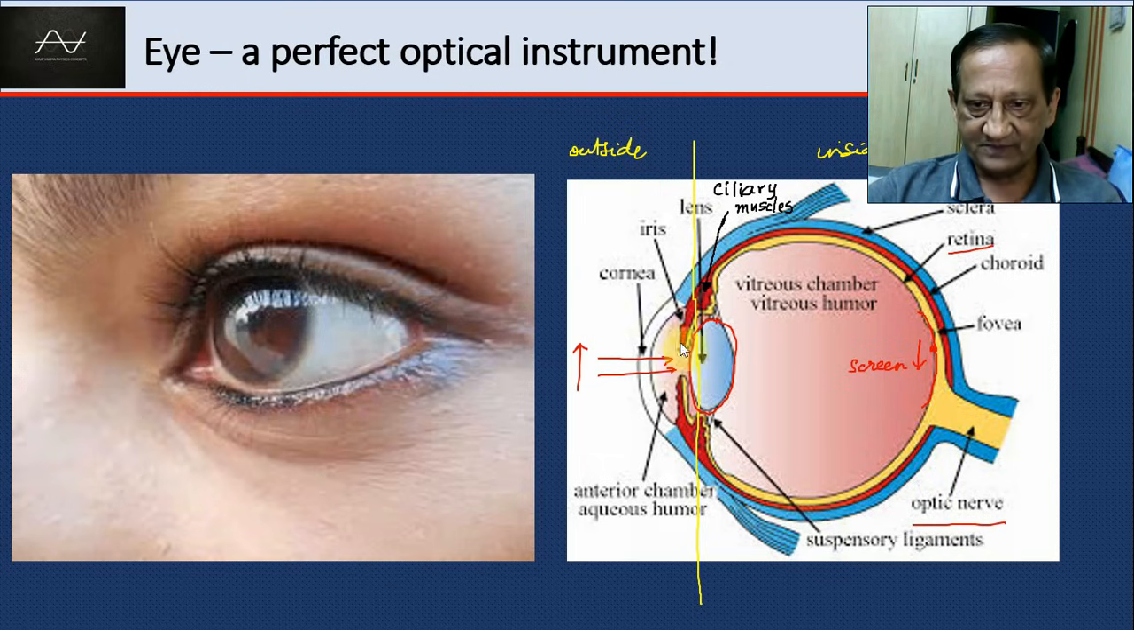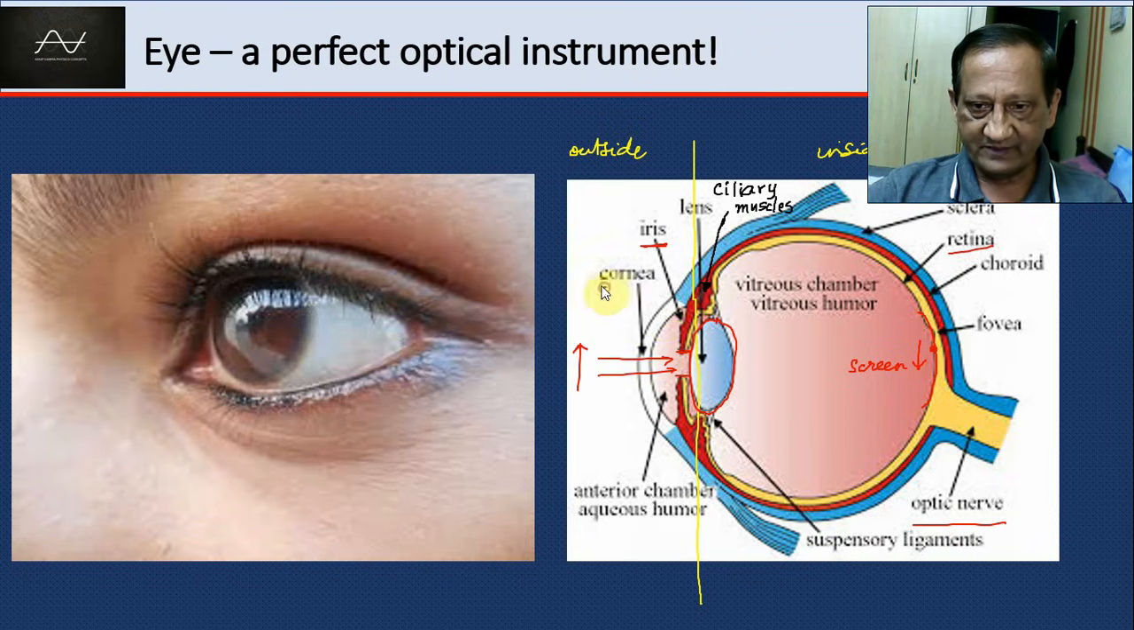Now, this aperture can be controlled by this iris. If there is less light coming in, then the iris will open up to allow more light to fall in. If it is very bright outside, then the iris will close to make the aperture smaller to allow less light. So all that is automatic. You don't have to do anything. The iris takes care of itself.